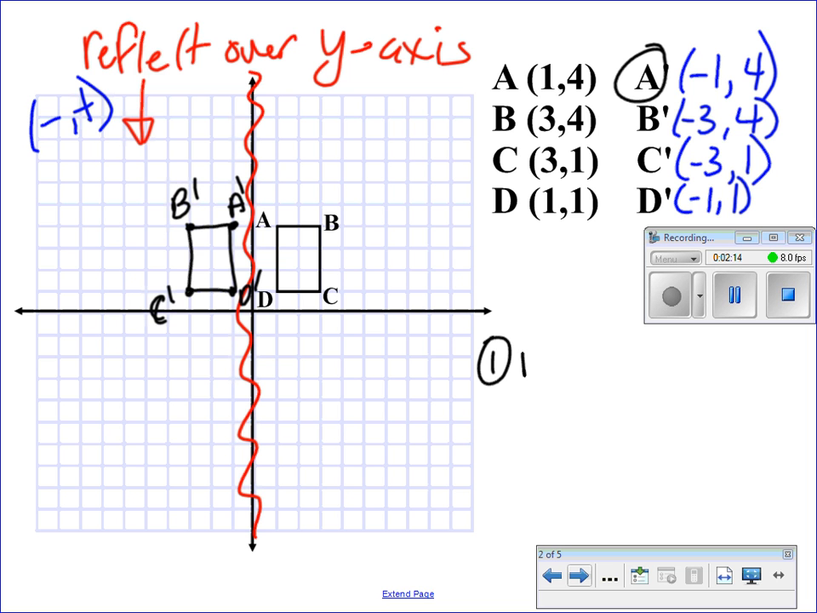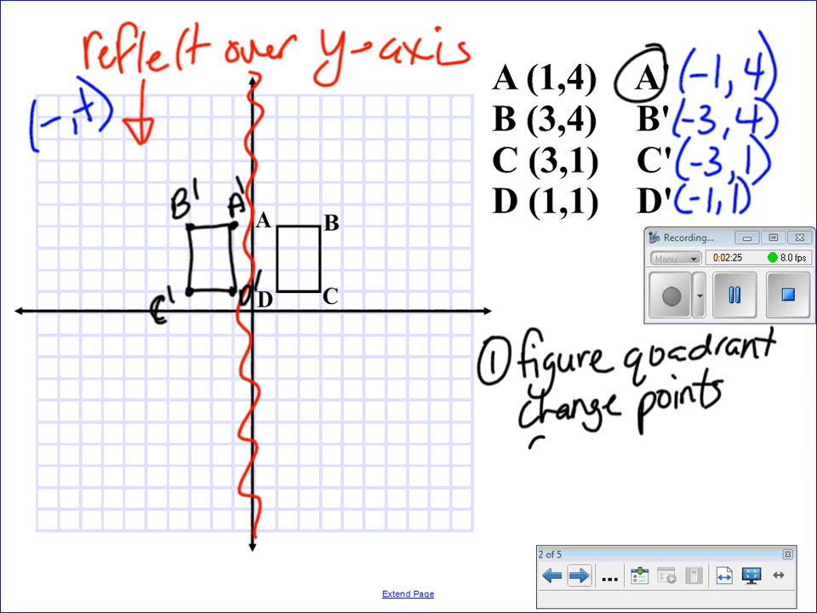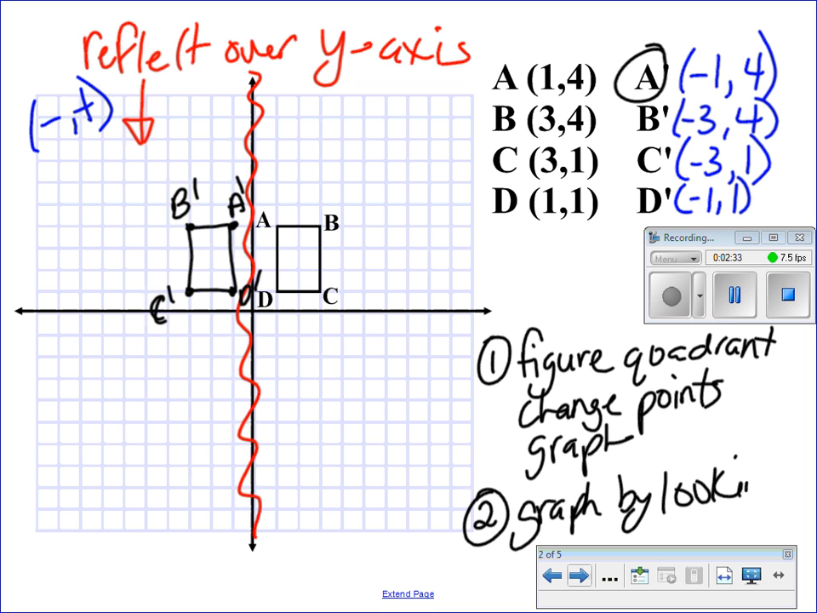One, figure out the quadrant, change points, graph, or you can graph by looking. If you graph by looking, you have to be very, very careful.